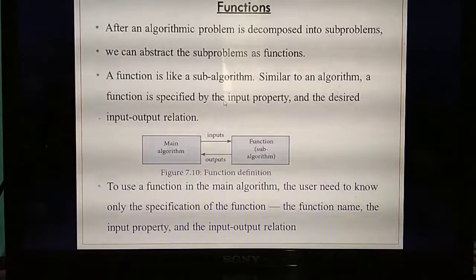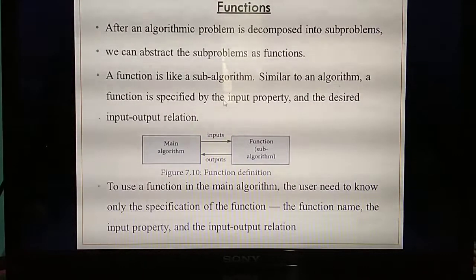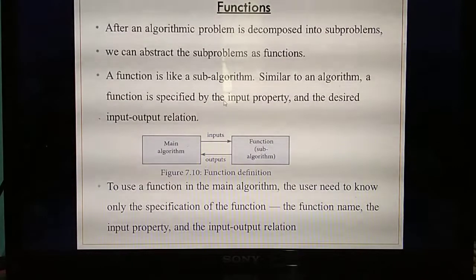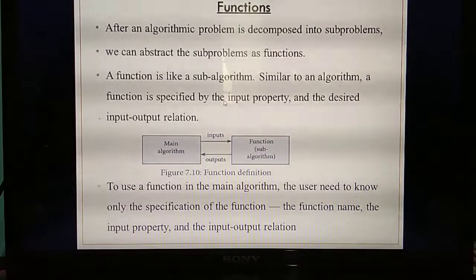Okay, each sub-problem will have what conditions? Each function needs to be specified by the input property: what inputs you are giving, as well as what the relation between input and output is. For that only, they have given this.